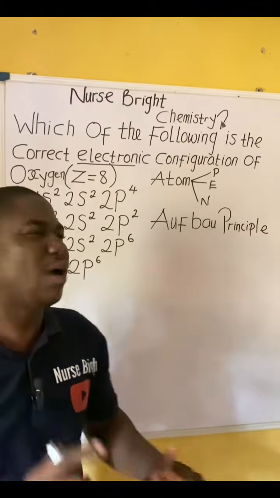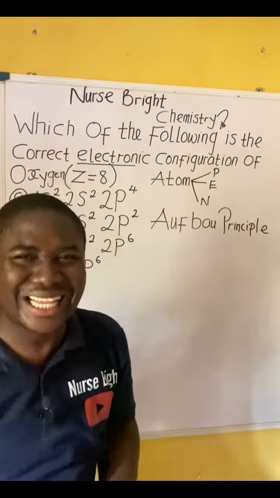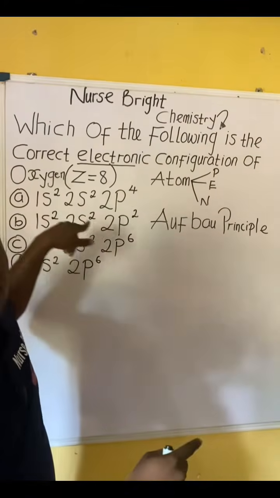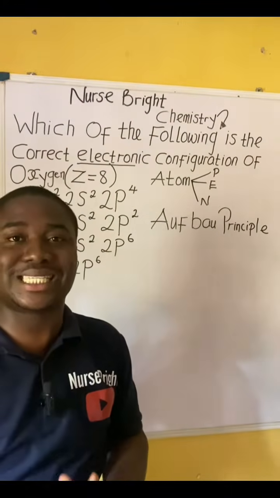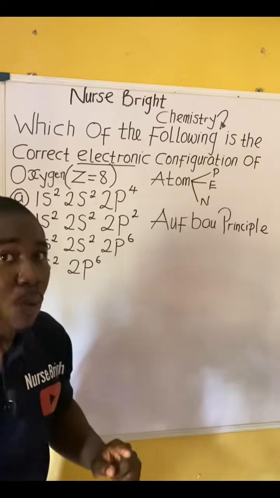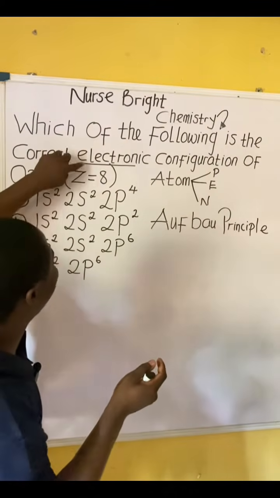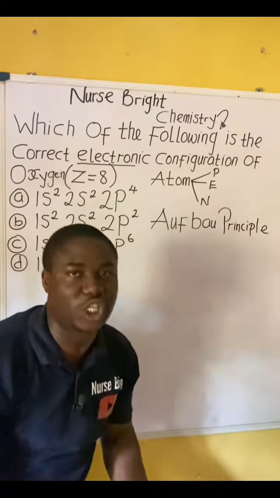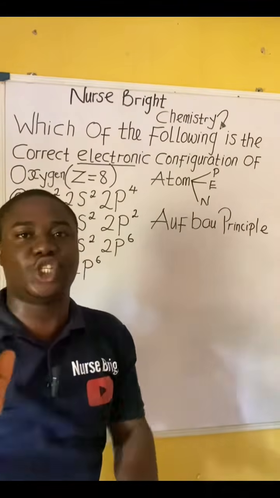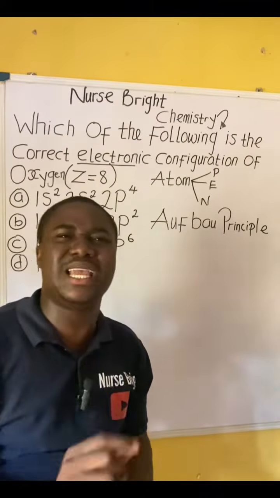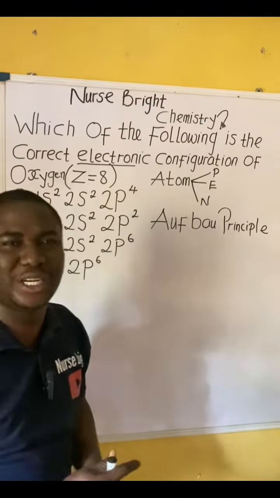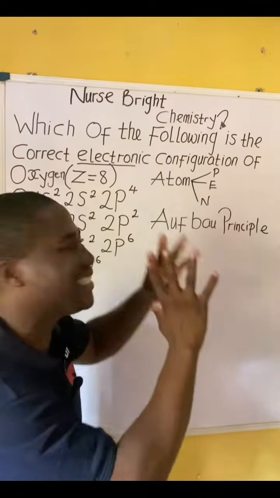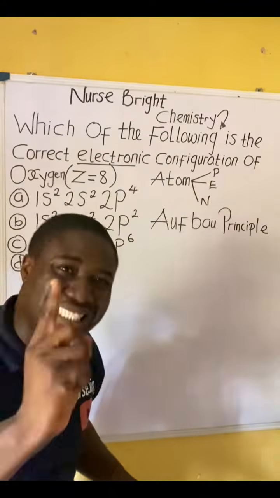Now, the question you ask yourself, what does this principle actually state? The Aufbau principle states that electrons should occupy orbitals of lower energy before those of higher energy. Let me explain what this means. Remember, the Aufbau principle is also called the build-up principle. Now, it has a chart. Please listen very well.